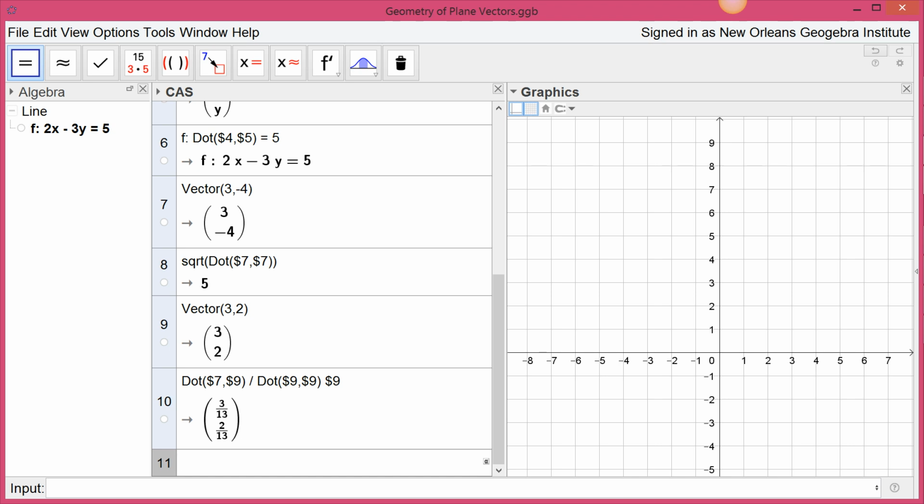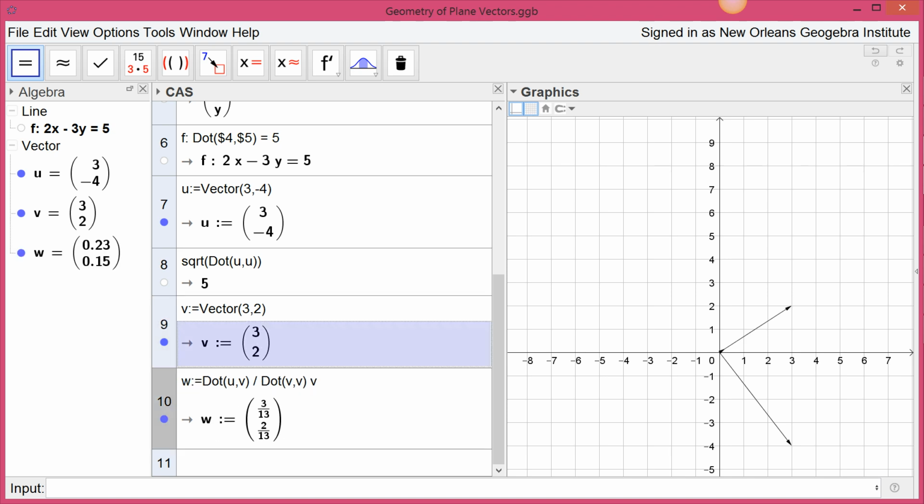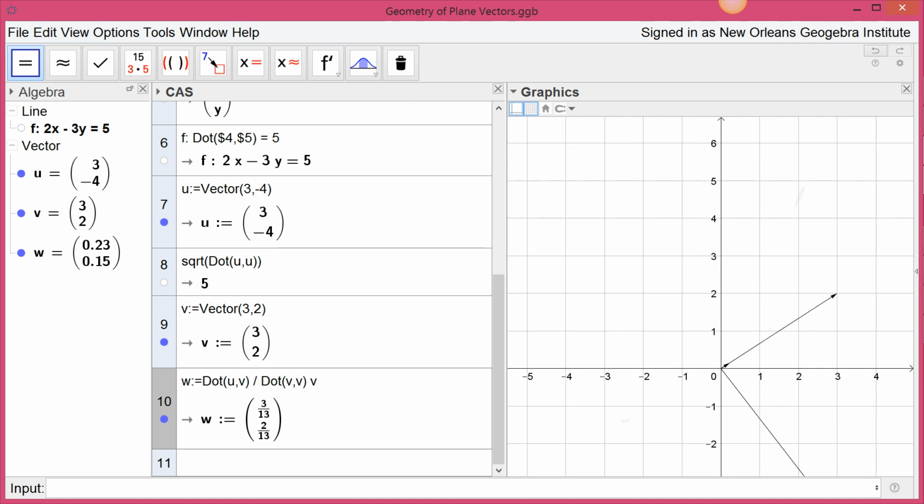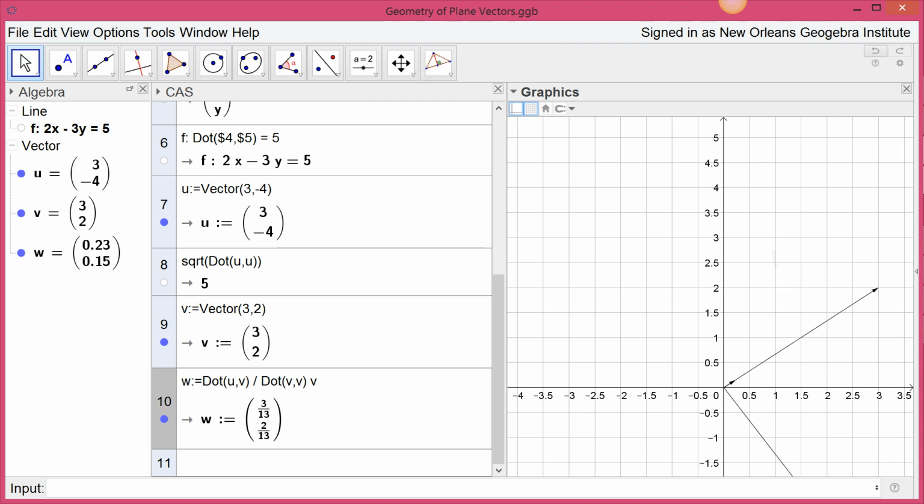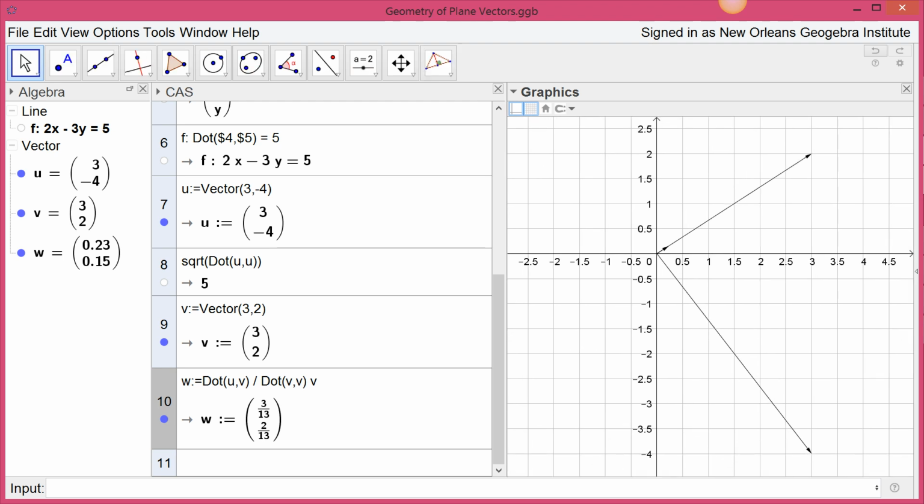And if you drew this in space, I think you would see quite clearly. There is the vector u. Here is the vector v. And if I project one onto the other, it's a little tiny piece. So the part of the vector (3, -4) that lies in the same direction as the vector (3, 2) is this small piece right here. And that's how you might compute it with the CAS.